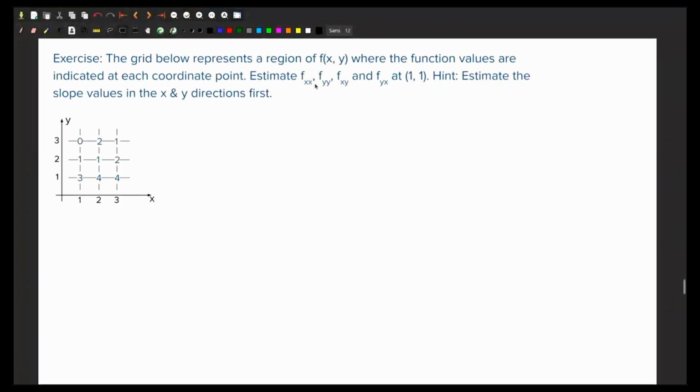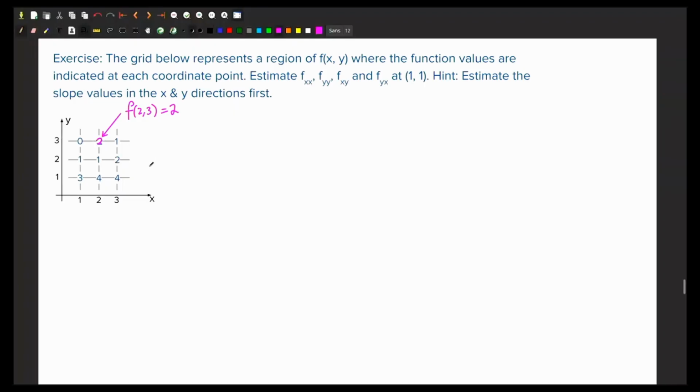Okay. So what are these numbers? These numbers are the function values at the coordinate that is given, because I don't know what the function is. The function is not given. So if you look at this 2, what is the meaning of the 2 here? This is f of x equals 2, y equals 3. So f of 2, 3 equals the value of 2. So this is the function value.